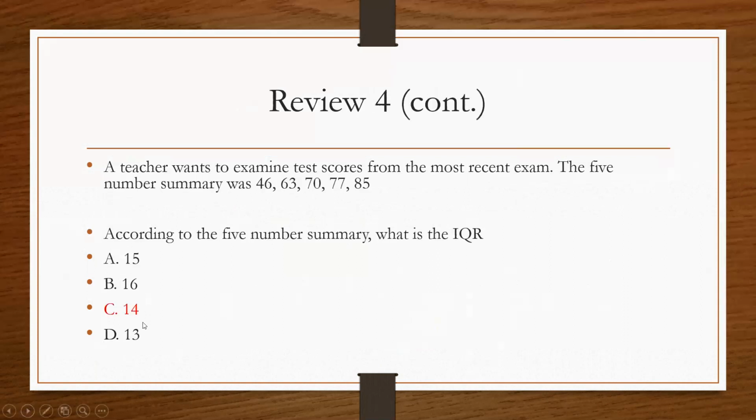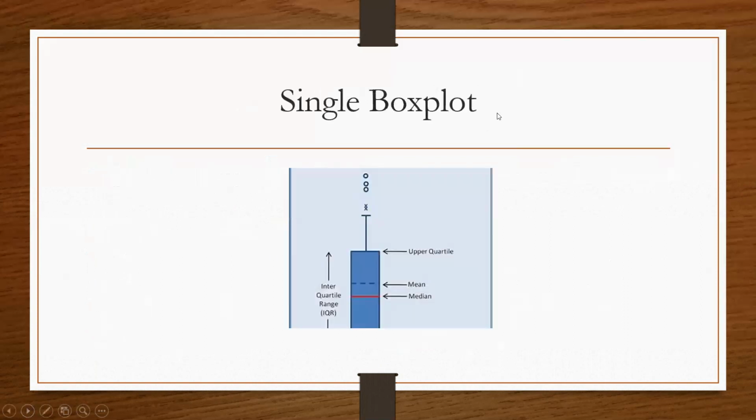Yep, 14, because you just take the number 77, since that is Q3, minus 63, since that is Q1, and you get an answer of 14. So for a single box plot, they might just show you something like this. Again, sorry, it's a little cut off. You can see the mean, the upper quartile, and the lower quartile. Up here is the maximum, and the stuff past here is outliers. If we were looking at it complete, down here it would have the same thing, but it would be a minimum and maybe a few more outliers.